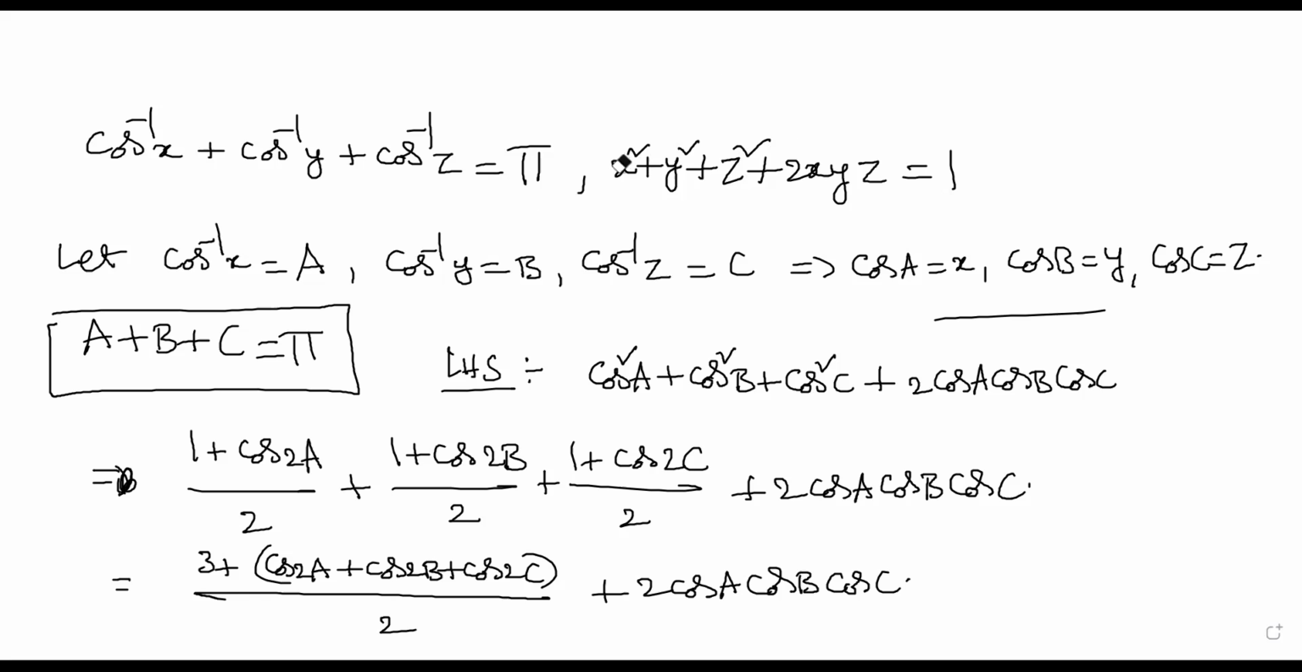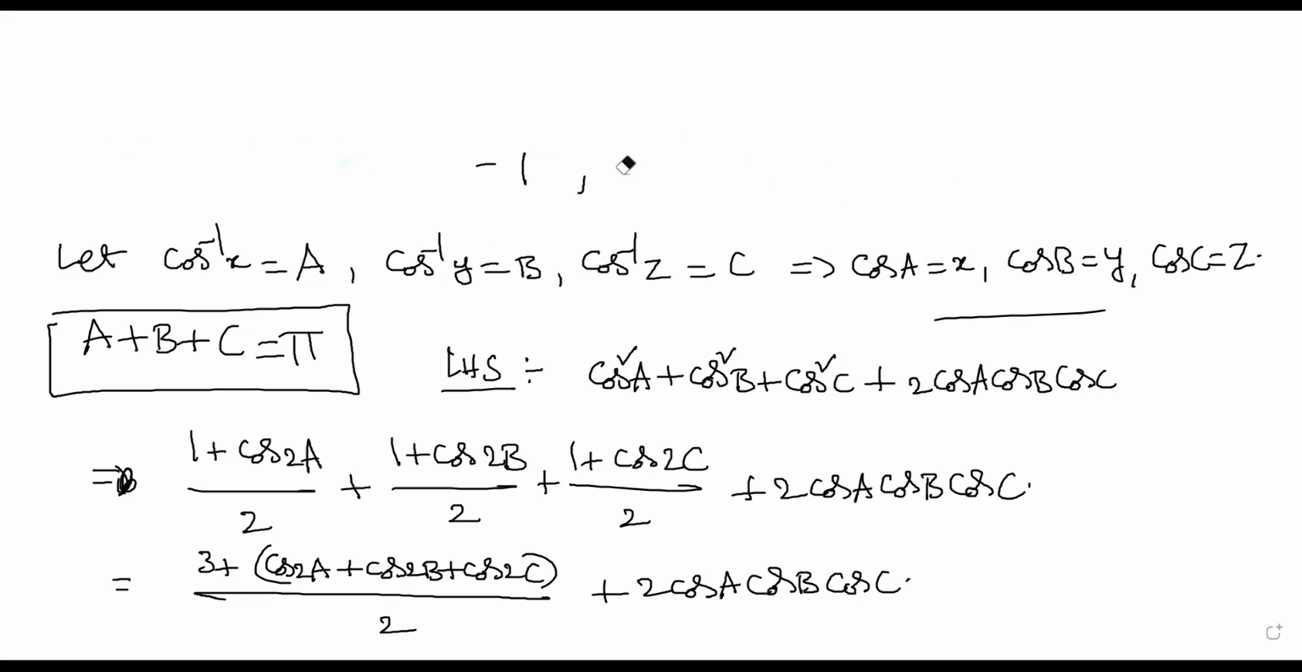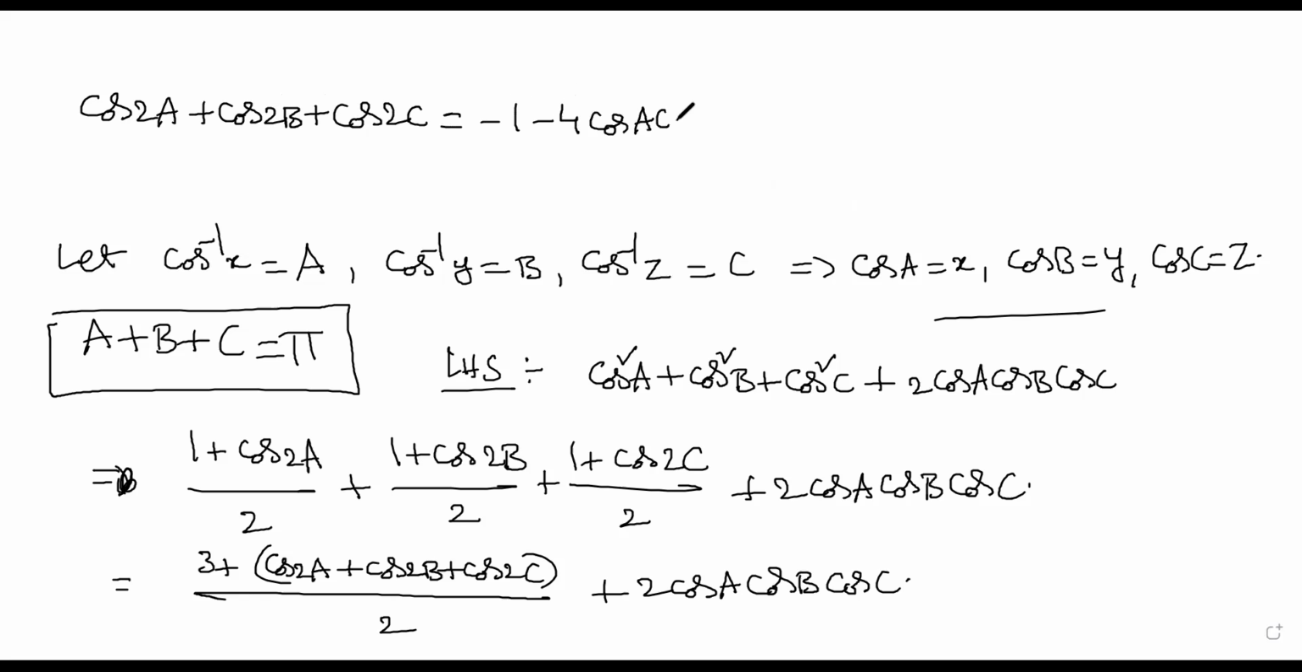So what we do is, we have an identity: when a plus b plus c is equal to pi, we use the identity that cos 2a plus cos 2b plus cos 2c is equal to -1 minus 4 cos a cos b cos c. So we use this identity to solve this problem. Here the problem goes simple afterwards.